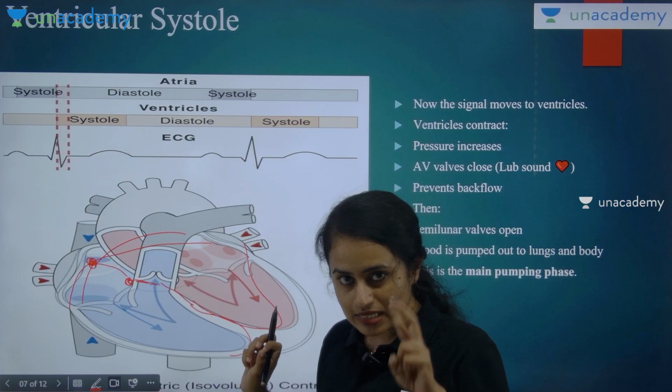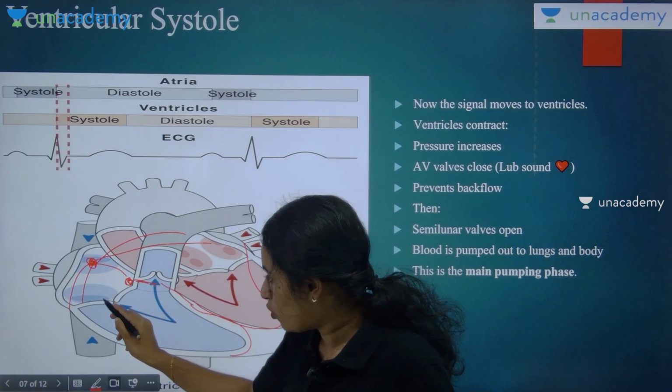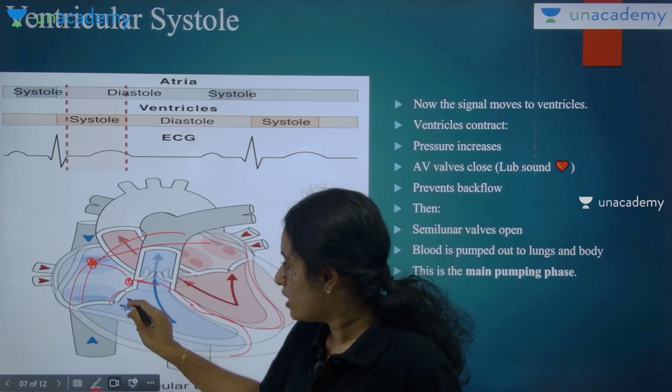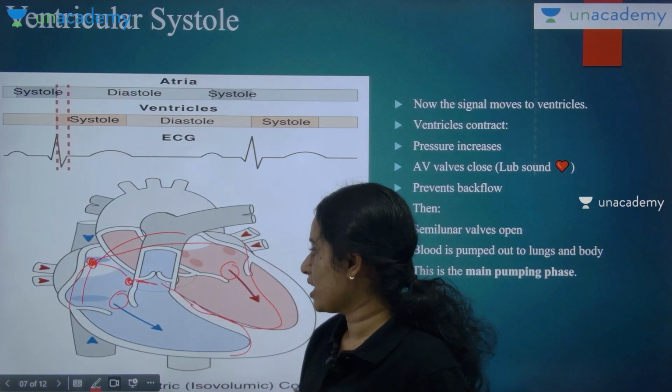Clear? So, before ventricular contraction, what happens? Both valves, here the bicuspid and tricuspid valves.